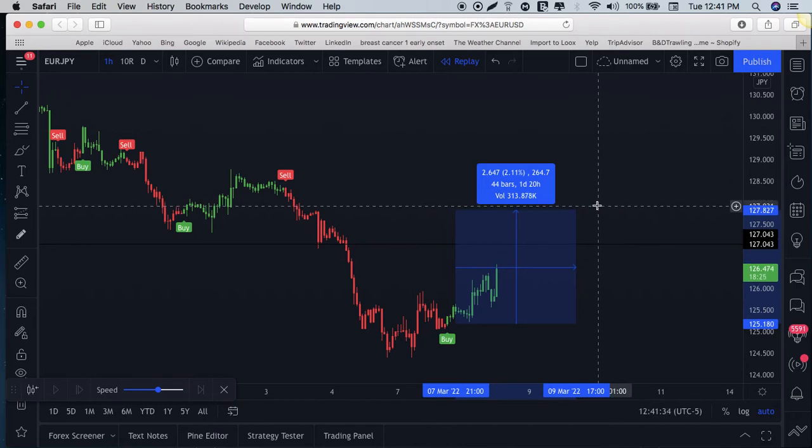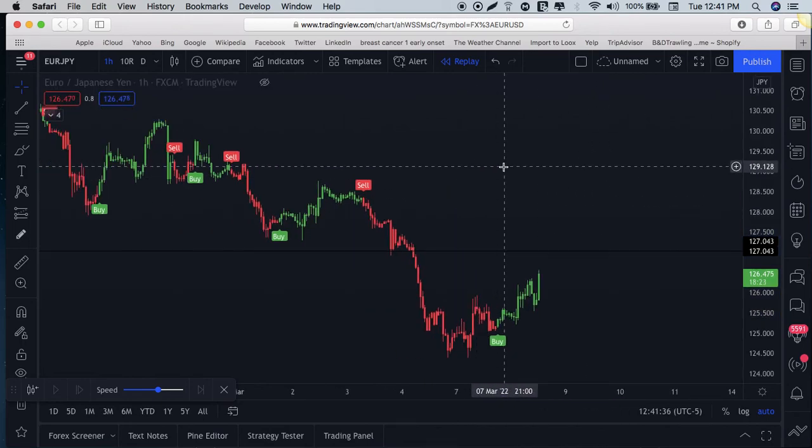If you want something to make your trading a lot easier and just something to highlight when different trends have started, then you'll love this indicator.